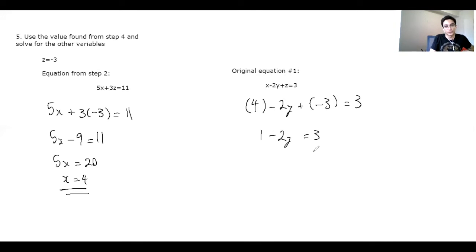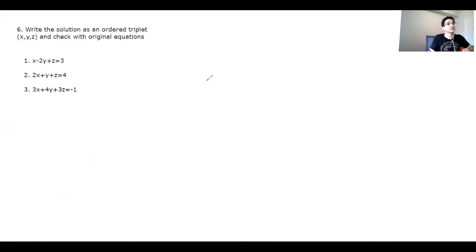So subtract 1 on both sides, I would have negative 2y is equal to 2. And divide both sides by negative 2, I would get y is equal to negative 1, of course. So now the final step is to write it as an ordered triplet, which would mean it's going to be 4, negative 1, and negative 3.